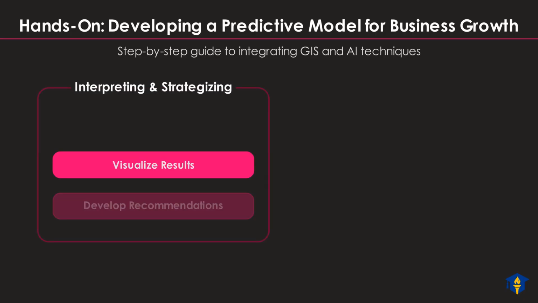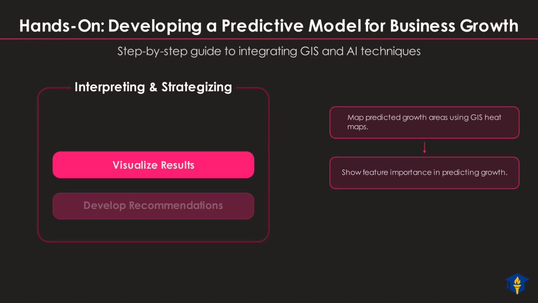Our final task focuses on interpreting the results and strategizing based on our findings. This starts with visualizing the results of our predictive model effectively. We map the predicted growth areas using GIS heat maps to show spatial patterns clearly. We also show the importance of each feature in predicting growth, highlighting key drivers.